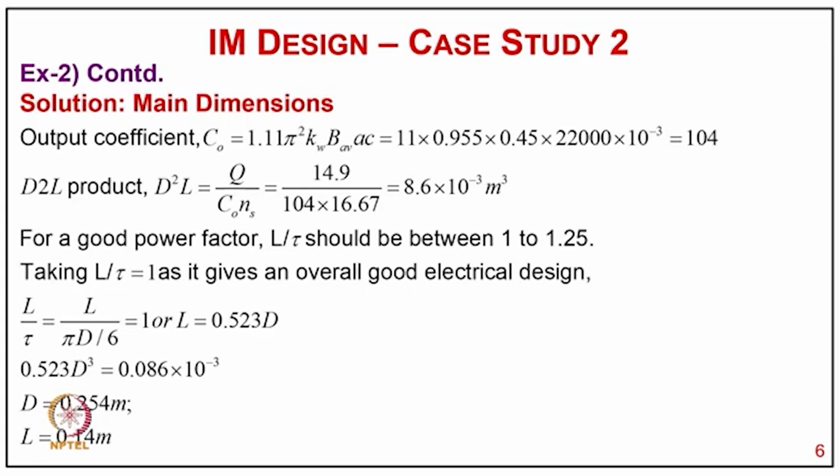For a good power factor, of course, we have to consider another equation for calculating the main dimensions L and D. One relation we got from the output equation, D square L. For the second relation, there are a number of criteria. Here, for a good power factor, L upon tau should be 1 to 1.25. Considering L upon tau equal to 1 gives an overall good electrical design of induction motor. So taking L upon tau equal to L upon pi D by 6, that is 1, another relation comes: L equal to 0.523 D. Putting in the values, D comes to 0.254 meter and L comes to 0.14 meter.